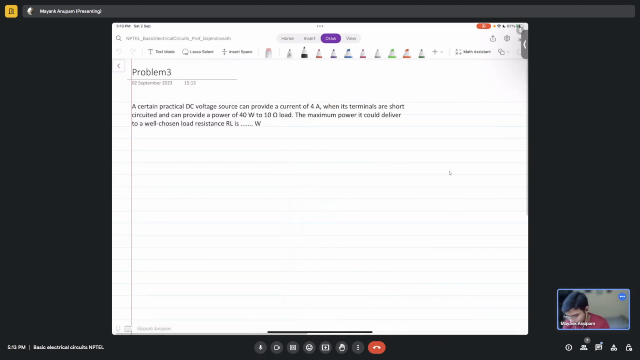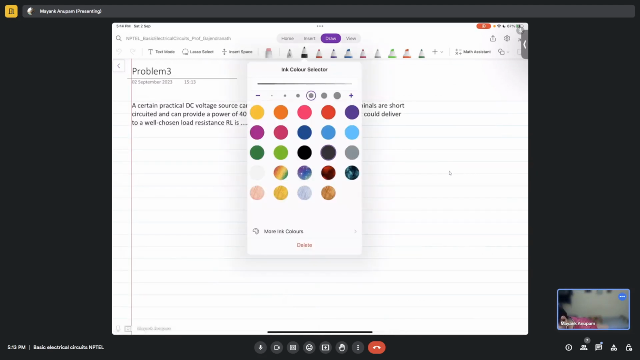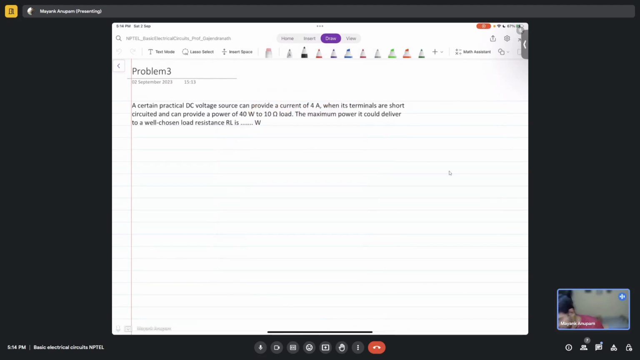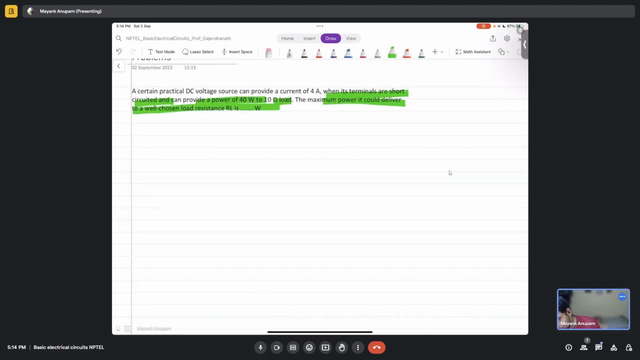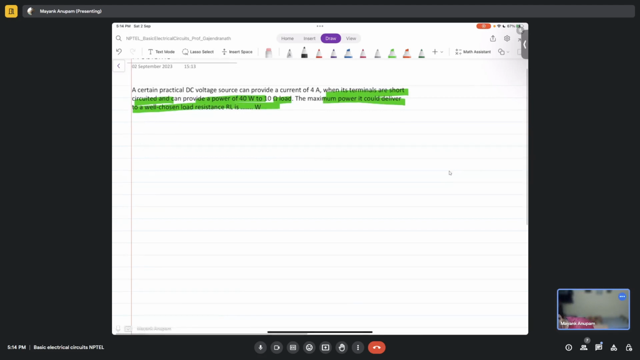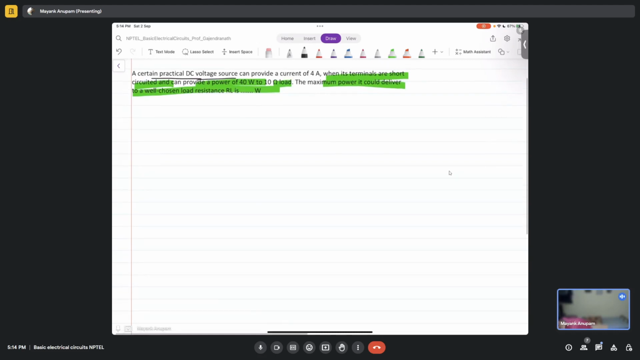Yes, so this is a very interesting problem. A certain practical DC voltage source can provide a current of 4 ampere when its terminal is short circuited and can provide a power of 40 watt to a 10 ohm load. What is the maximum power it can deliver to a well chosen load resistance RL? You see, it is written a certain practical DC voltage source. So any practical DC voltage source.